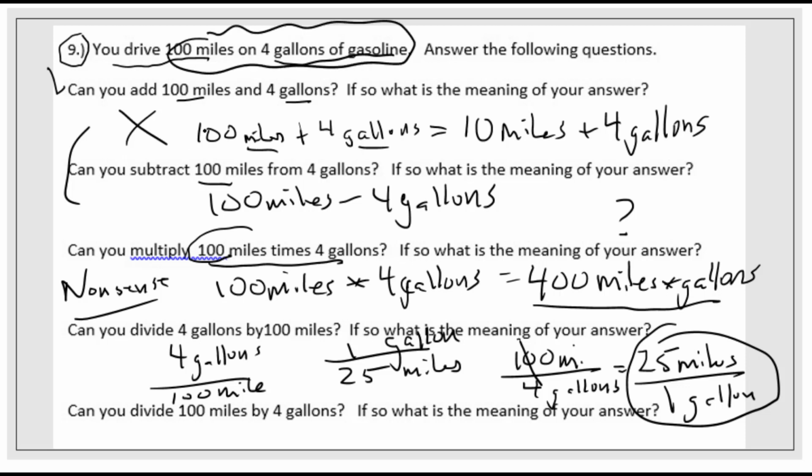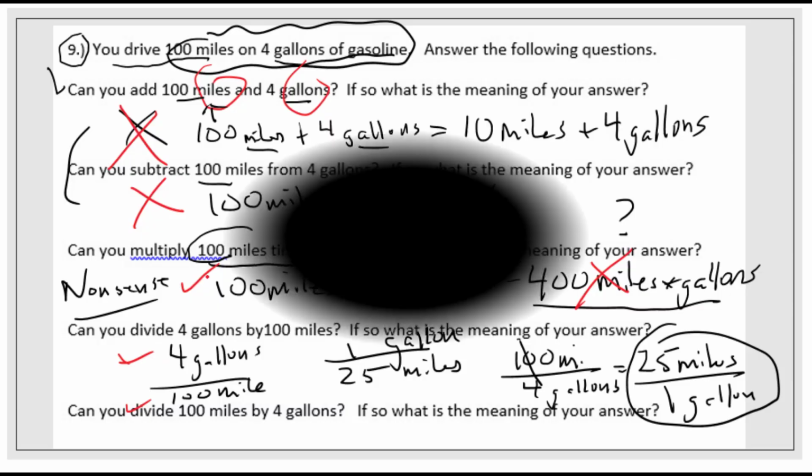So this is just explaining that with different units, right? You have different units. You really can't add them. You really can't subtract them, but you can multiply and divide them. Sometimes when you do it, it makes no sense like this, and sometimes it will.